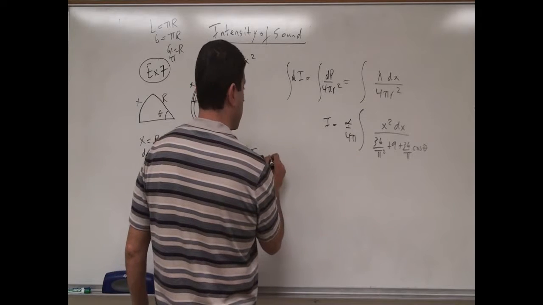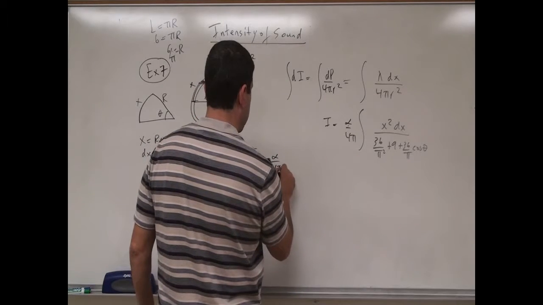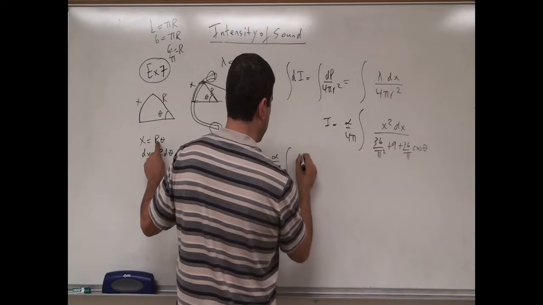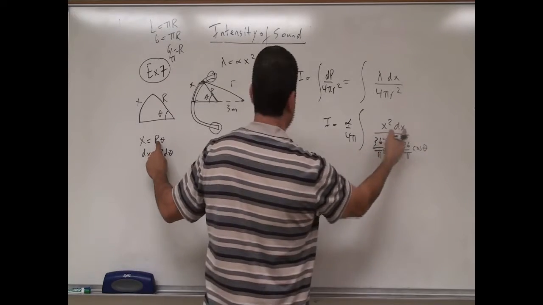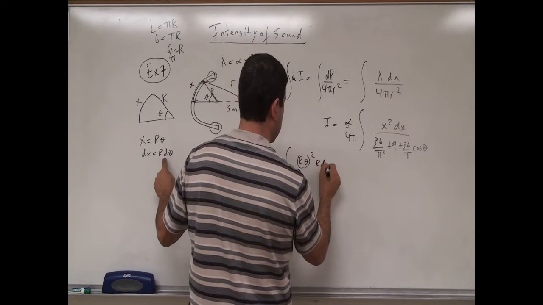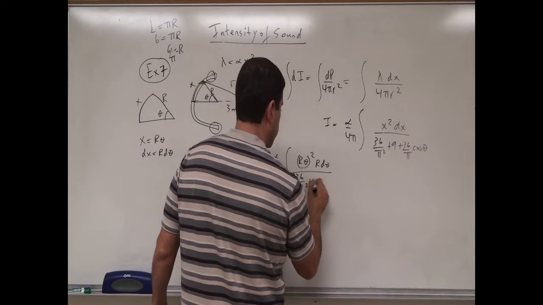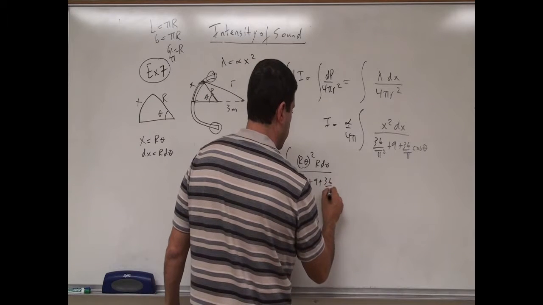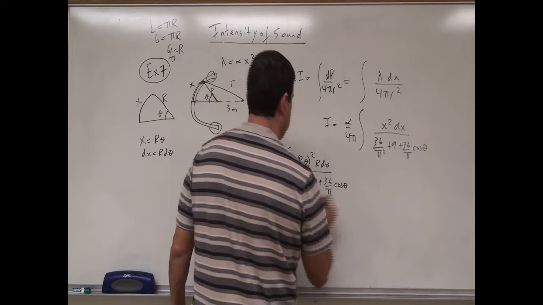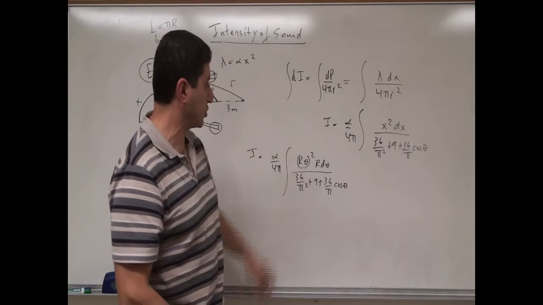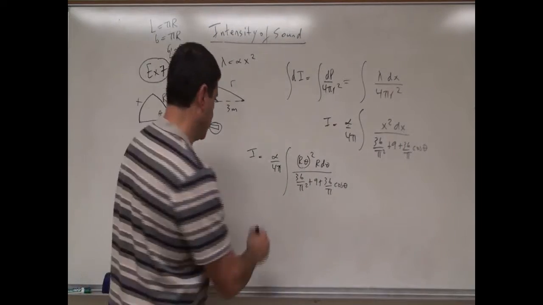So we're going to have I equal to alpha over 4 pi. Where the x is, you have to put r theta, and then square it. And where the dx is, you have to put r d theta. And then you have here 36 over pi squared plus 9 plus 36 over pi cosine theta. So what's going to come out of the integral here? Well, r and then r squared, so that's going to be r cubed, right?